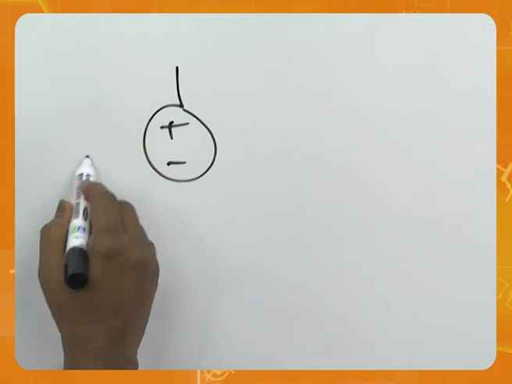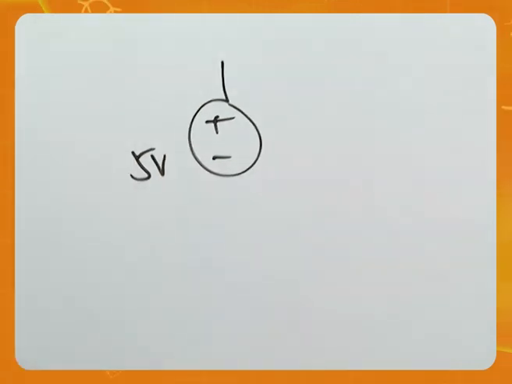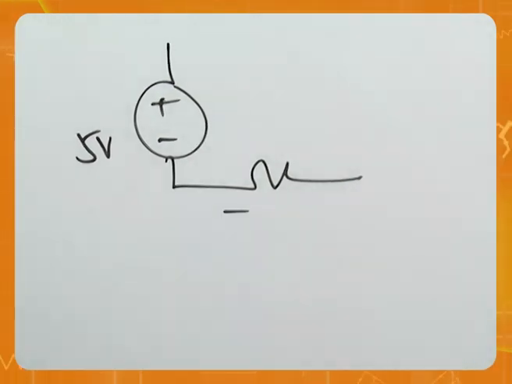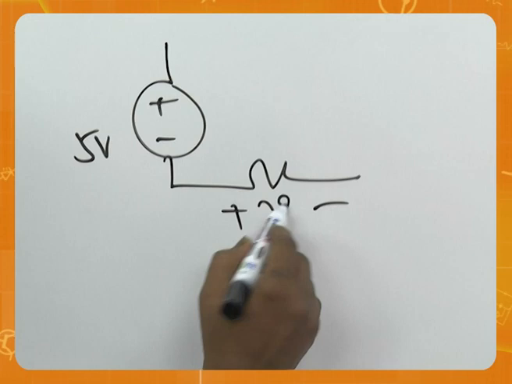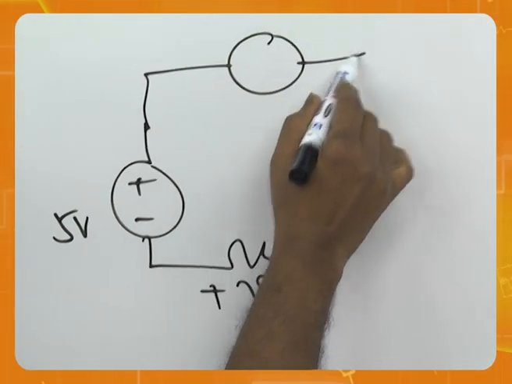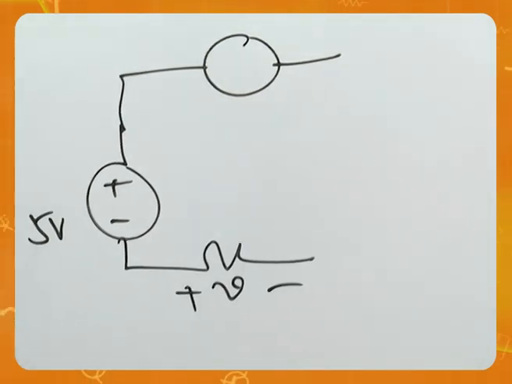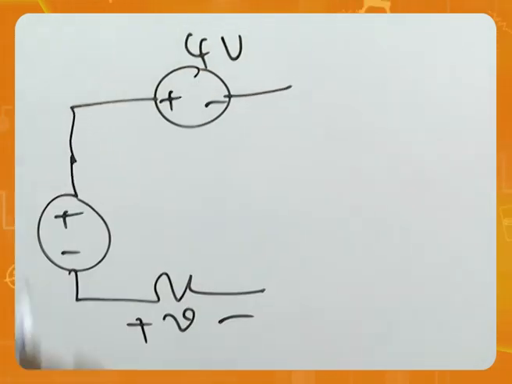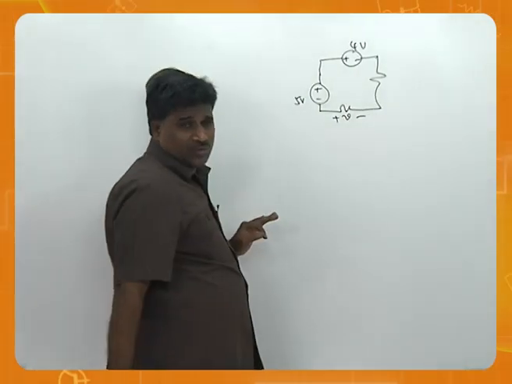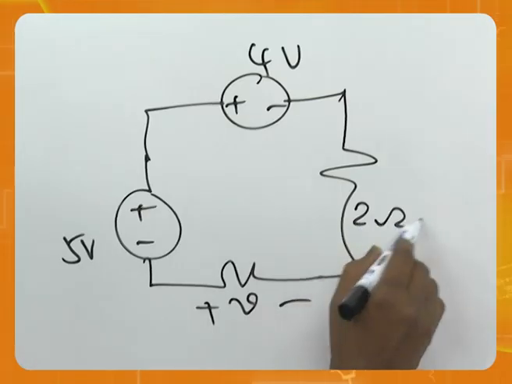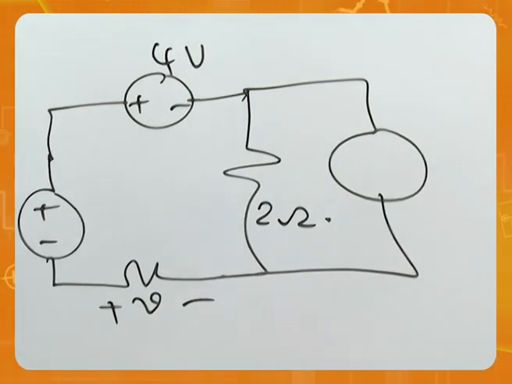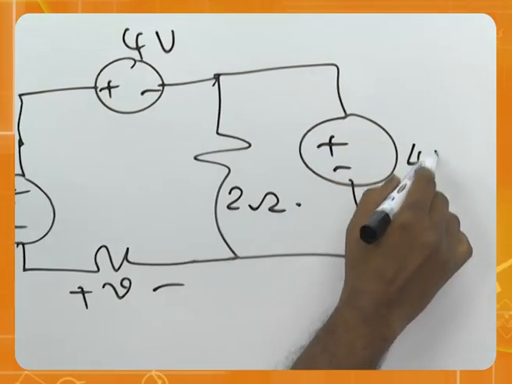For example, this is 5, he said 5 volts. Then he has voltage across this, it's called plus minus V. Okay. Then another source he gave 4 volts. Another voltage, another resistor he gave 2 ohms. And across this he gave another voltage source. This is 4 volts.